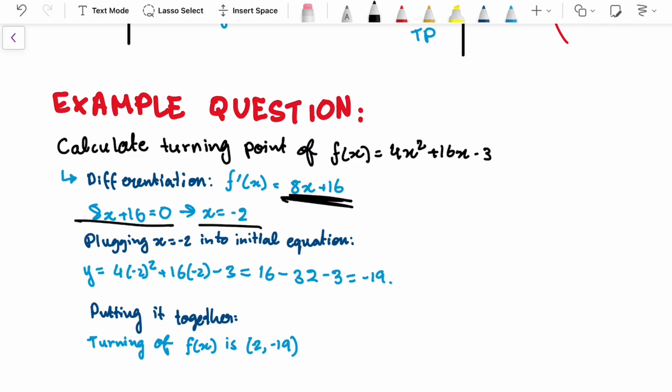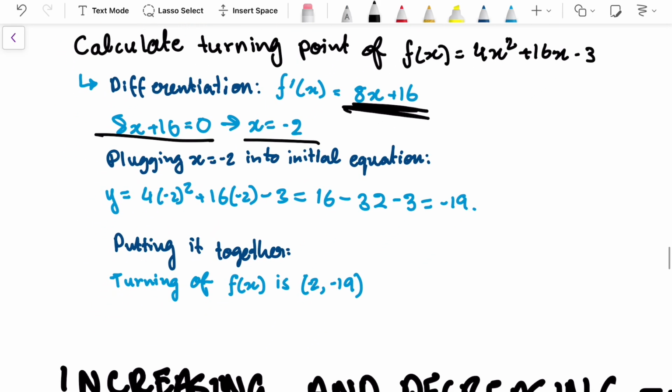So I'm going to go a little bit faster, but feel free to pause the video and look at my working so that it makes sense to you. I'm just going to go a little bit quickly because this is kind of like a crash course. So now we're just going to simplify everything, and then we get x is equal to minus 2 when our gradient is 0.